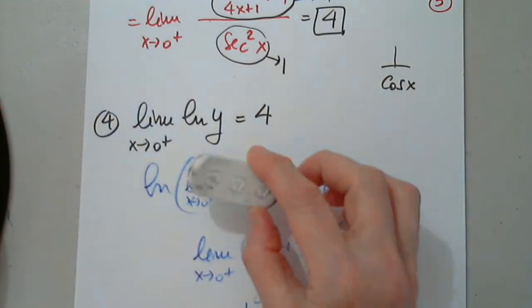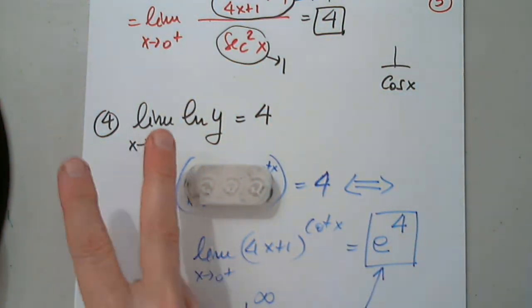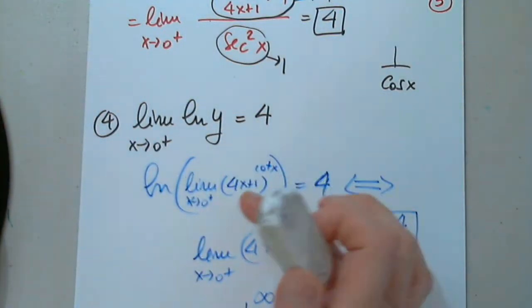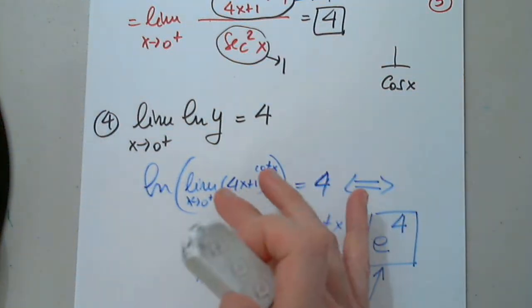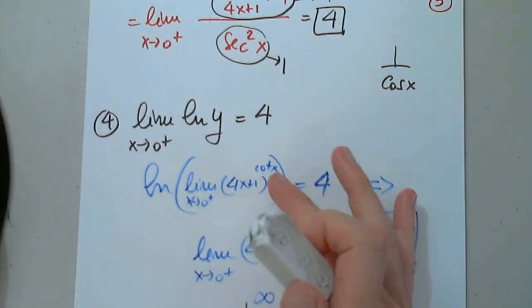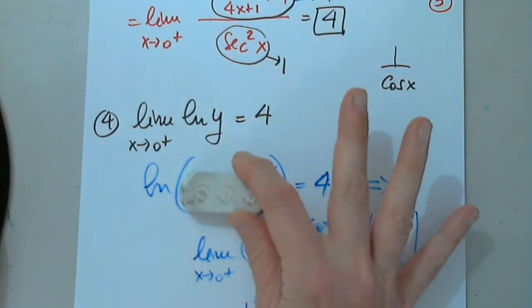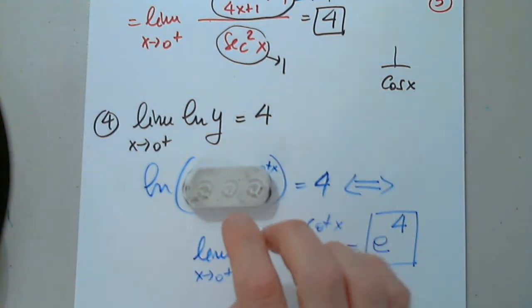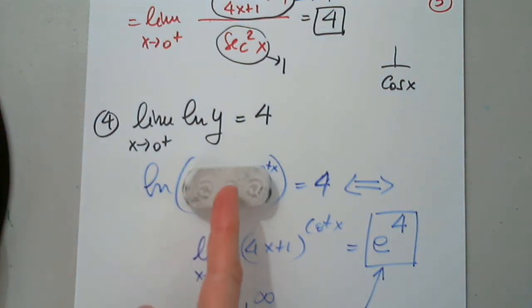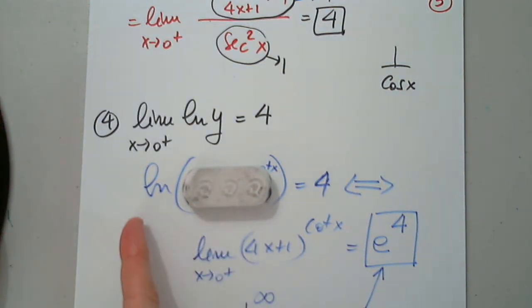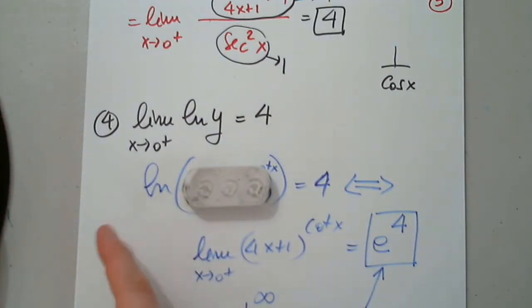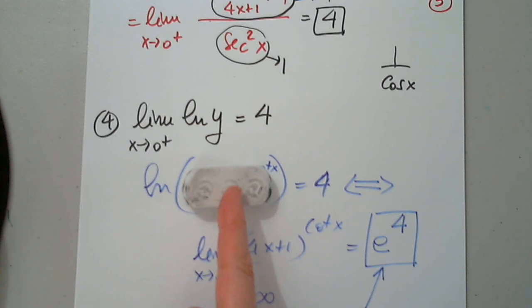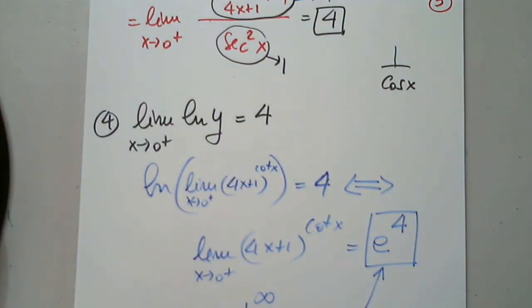So one more time. We have natural log after we swap the operators because everything is continuous. Cotangent around 0 is continuous. 4x plus 1 is continuous. The function composition is continuous. Otherwise, we can't do this. I swap the operators, and I'm asking myself, natural log of what is 4? It has to be e to the 4th. 4 comes in front. Natural log 4. Natural log e is 1, so I get 4.